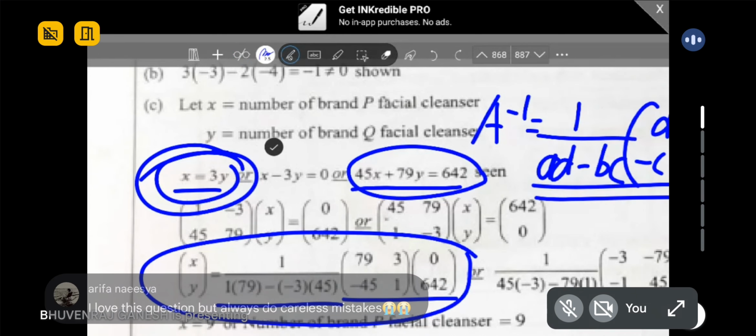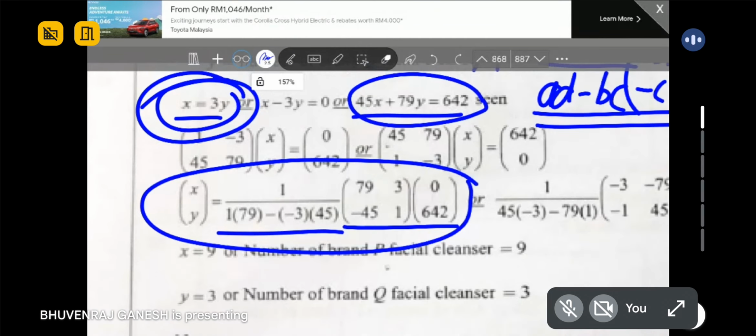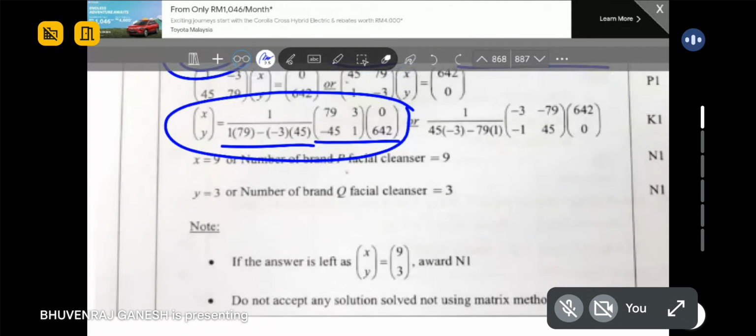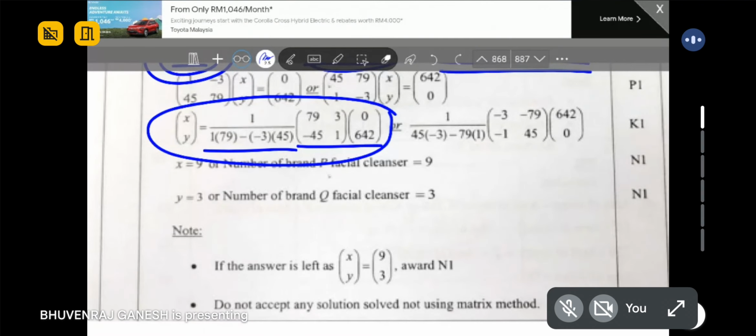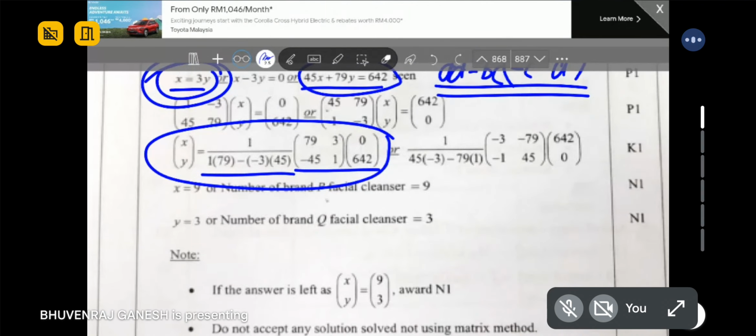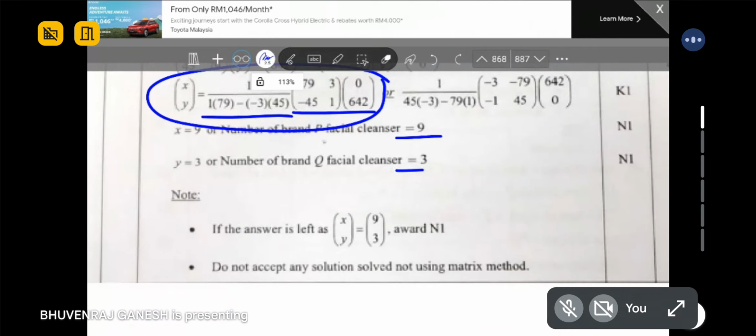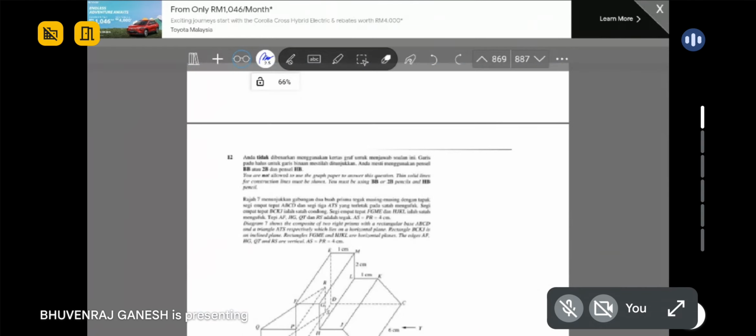Okay, so that's how you can get the equation over here lah. Dapat macam tu. Just avoid careless, guys. Other than that, it's very simple. Senang saja. Okay, just elakkan kesilapan cuai. Don't make careless mistake. So you will get the answer 9 and also 3. Okay, 9 and 3. Alright. Okay, so next question guys.